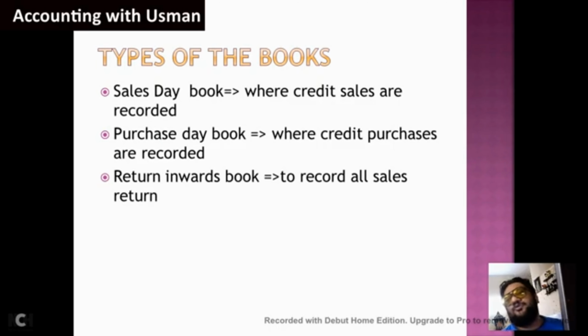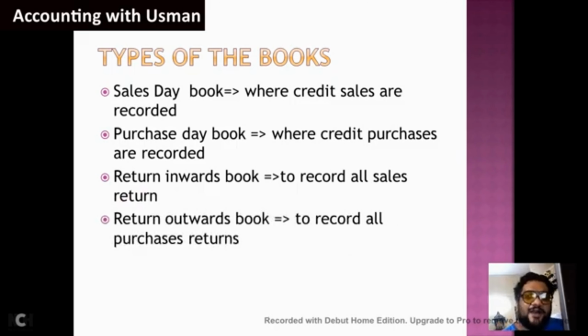Then the third book is the return inwards book. In this we are going to record the sales return. What are the sales return and what are return inwards? Well, you have sold something to the customer. The customer is not satisfied with the product. He says that the goods are faulty, or there is some other reason he wants to return the goods back to you. So all those returns are known as return inwards, as the goods are coming inwards, and they are also called sales return, and all those sales returns are recorded into the return inwards book.